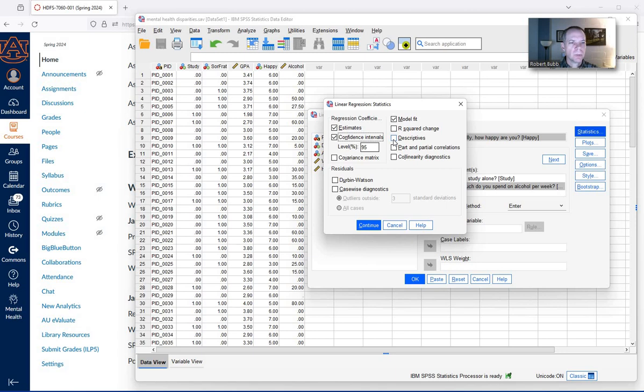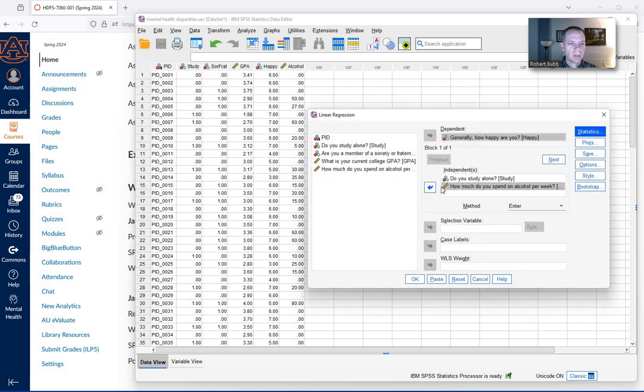Let's go ahead and get our descriptive statistics. That way we get some correlation matrices. We're not going to worry about part and partial correlations or collinearity diagnostics yet. We will get to those this semester. So we're just going to do a review from last semester. Click continue. We're not going to worry about any graphs yet, but we will get there this semester as well.